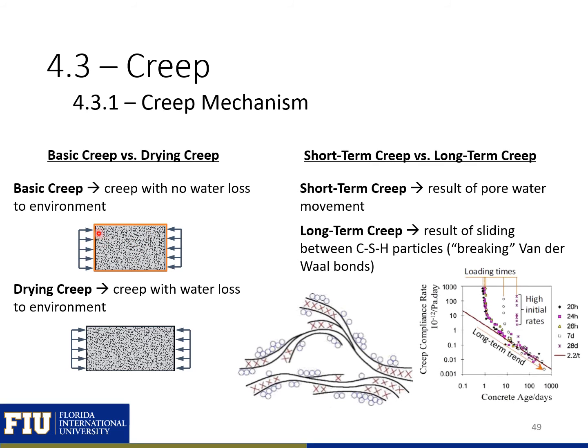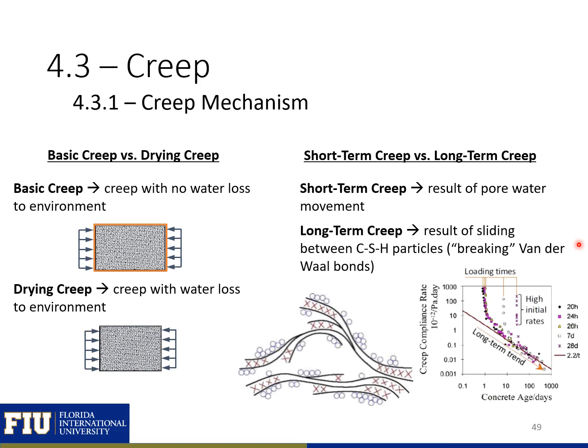So with basic creep, a constant load is applied, and it's going to deform over time. And with drying creep, when we allow water movement, we'll see more creep than if we don't. The second distinction is between short-term and long-term creep. Short-term creep is a result of pore water movement. So essentially, the water within our pores is moving within the beam or specimen itself, or is moving to the environment for drying creep. Most of short-term creep is recoverable.